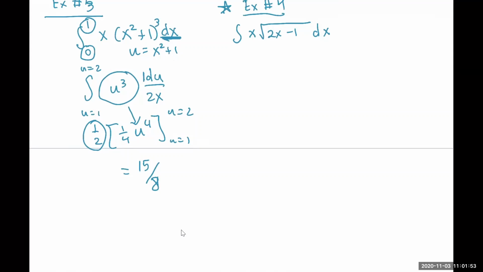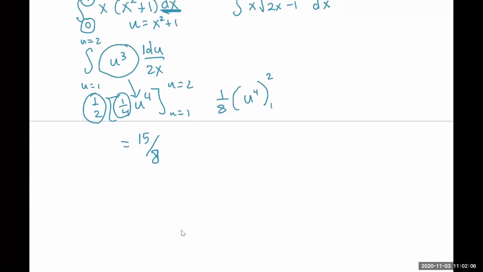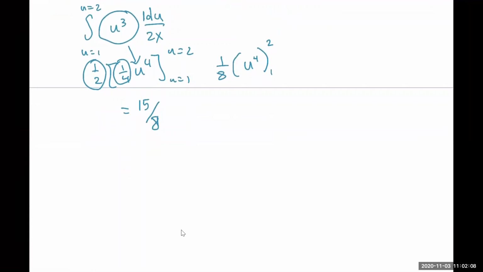And again, this part right here where you have a constant, you can actually pull the constant out and just do u to the fourth from 1 to 2. And so that would get you 16 minus 1, which is 15. Does that make sense? And then you'd get 15/8.